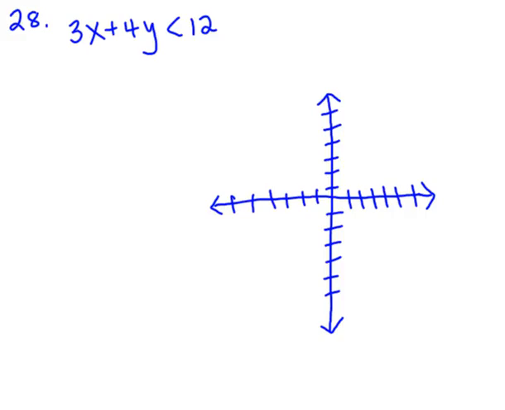Problem 28 says graph the inequality. It's a linear inequality because it involves an x and a y raised to the first power, so I want to put it in slope-intercept form in order to be able to graph it. That means I'm going to solve for y.